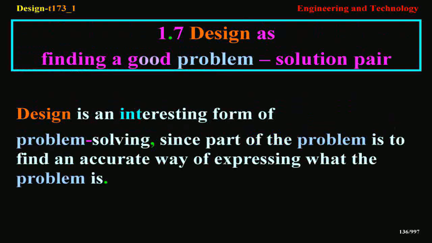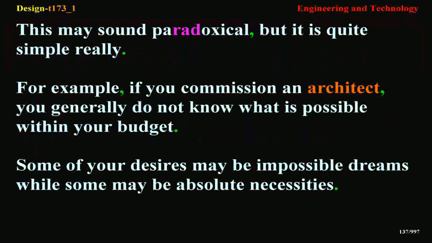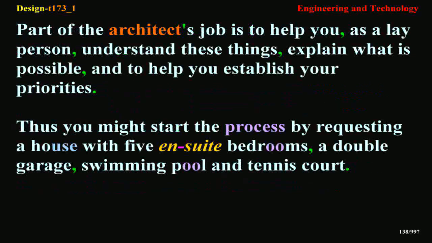1.7. Design as finding a good problem-solution pair. Design is an interesting form of problem solving, since part of the problem is to find an accurate way of expressing what the problem is. This may sound paradoxical, but it is quite simple really. For example, if you commission an architect, you generally do not know what is possible within your budget. Some of your desires may be impossible dreams while some may be absolute necessities. Part of the architect's job is to help you, as a layperson, understand these things, explain what is possible, and to help you establish your priorities.